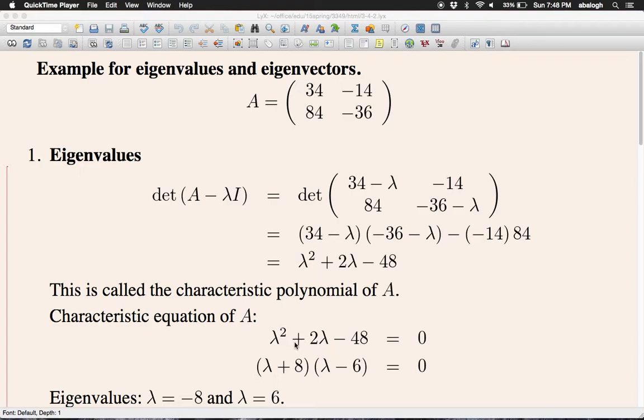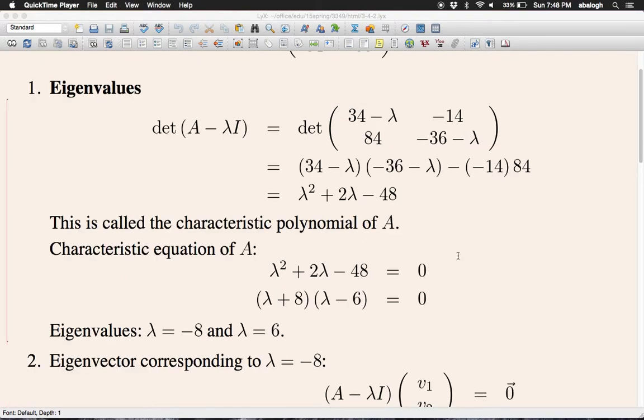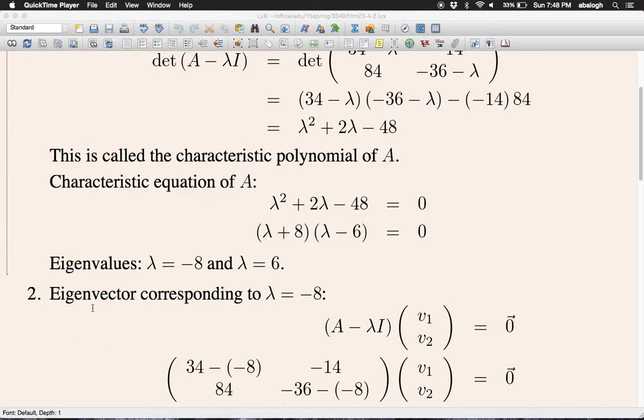And then you have to solve this for lambda, which means that in general we will have 2 lambda solutions, and that means we have 2 eigenvalues in general for a 2 by 2 matrix. Most of the examples in WeBWorK can be factored out unless you have complex eigenvalues. So in this case we obtain the eigenvalues lambda equals minus 8 and lambda equals plus 6.